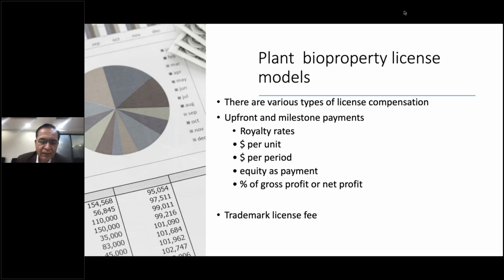Tremendous plant bioproperty comes with trademark registration. For example, one of the trademarks that really was licensed was the Bollgard for cotton in India, and the trademark license fee was paid by almost 30-odd licensees to the asset owner when they were licensed for the Indian market.